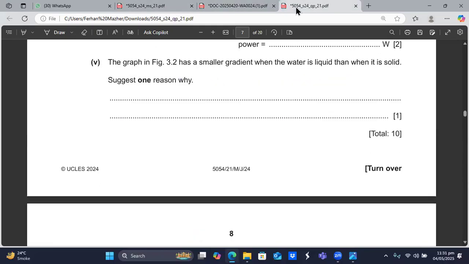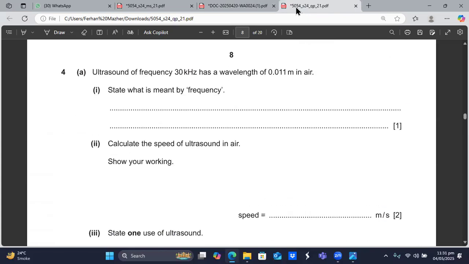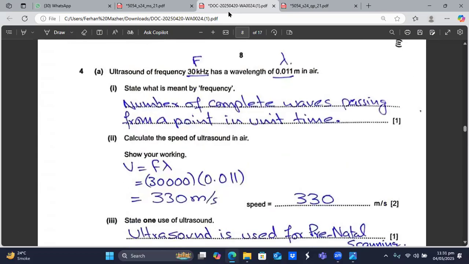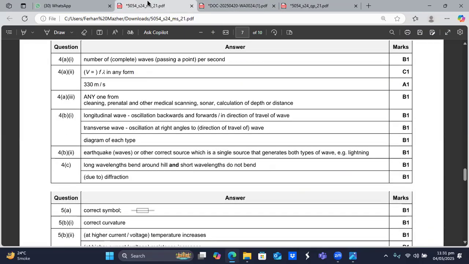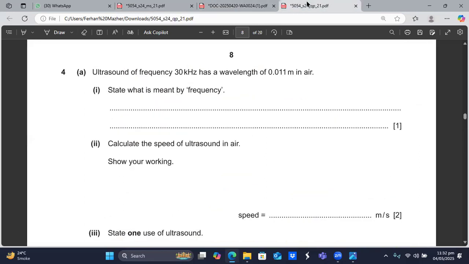Okay, so we are going to the next question, that is question number 4. It says the ultrasound of the frequency 30 kilohertz has a wavelength of 0.011 meter in air. So what is meant by the frequency? Frequency is the number of the waves passing through a point in unit time, or in 1 second. So that's the definition of the frequency: the number of complete waves passing a point in unit time. I hope you understand this.